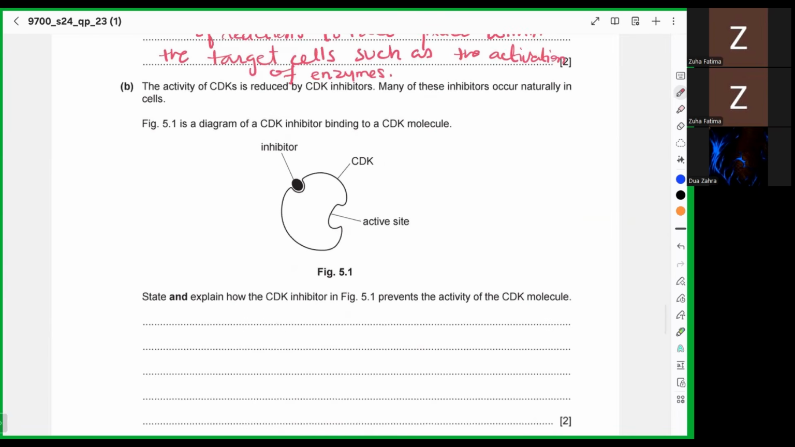The activity of CDKs, which are basically enzymes, is reduced by CDK inhibitors. So these enzymes' activity is reduced by their inhibitors. Many of these inhibitors occur naturally in the cells. So CDK inhibitors are found inside the cells themselves.